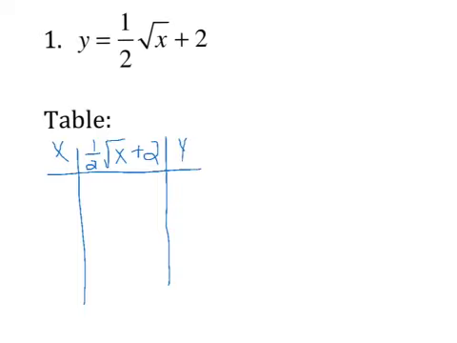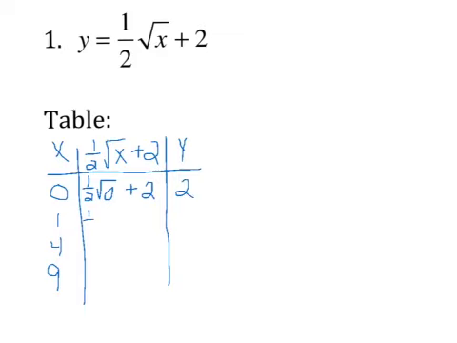Since there's just an x inside the square root, I'm going to plug in 0, 1, 4, and 9. If I plug in 0, the 2 is on the outside, so you want to make sure that you add that last. First you take the square root of 0, which is 0, multiply it by 1/2, which is still 0, and then add 2, so you get 2.